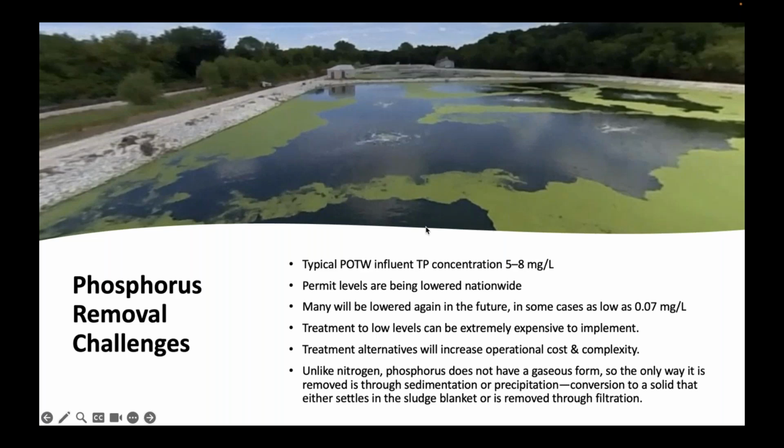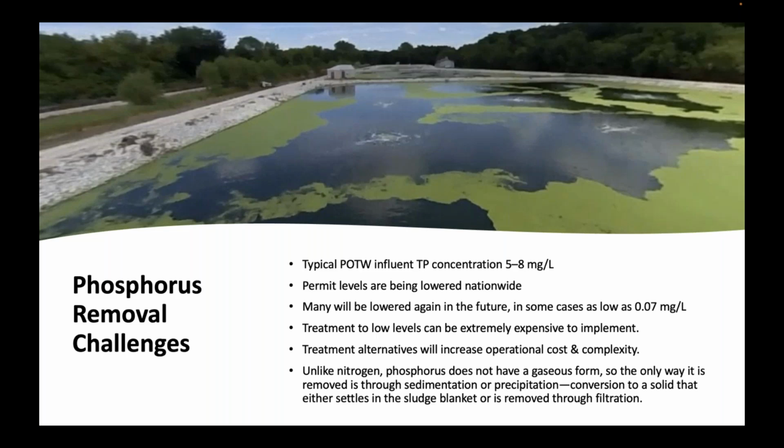So the challenge with phosphorus is you end up getting about 5 to 8 milligrams per liter coming into your plant. That's a typical municipal influent phosphorus concentration. Obviously, these permit levels are being lowered, and in some cases they're going to be really, really low. Treating to the really low levels can be expensive to implement and really increase operational complexity.